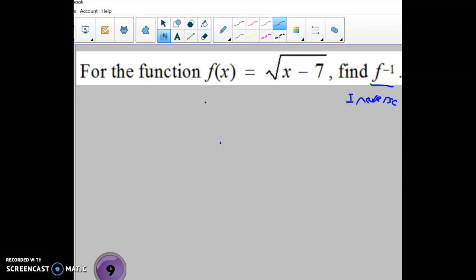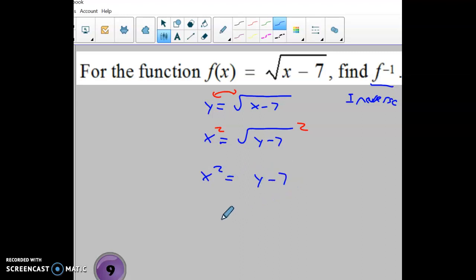So the way we do it is we're going to rewrite it in y notation first. Okay, and then flip the y and x when we're finding the inverse. So we have x equals root y minus 7. Now square both sides. So we end up with x squared equals y minus 7. And then add 7 to both sides. Okay, and that is our inverse function.